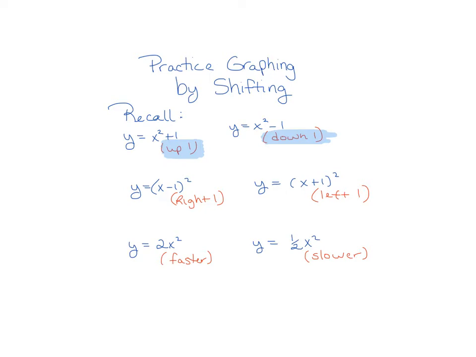When the number is in parentheses and it's being subtracted, it's a shift right 1 unit. When the number is being added, it's a shift left. When there's a number in front of the x squared, and if it's larger than 1, then it's going to go up faster. If it's a fraction, it's going to go up slower, and this would go up half as fast. So let's try a few examples.